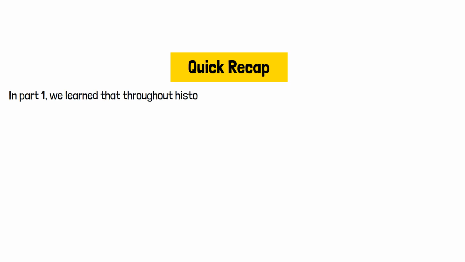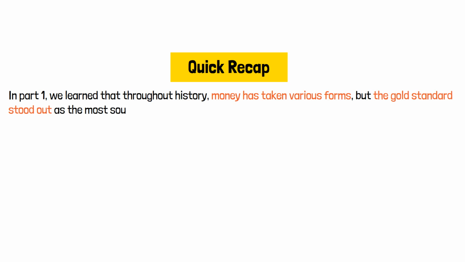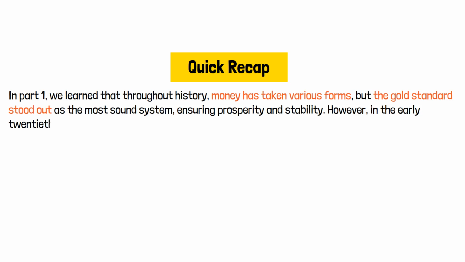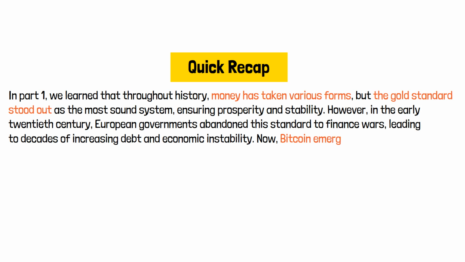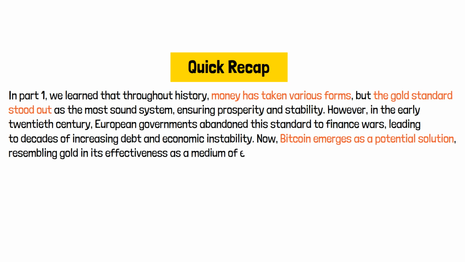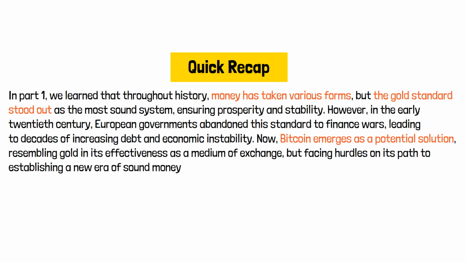Anyways, let us take a quick recap. In part 1, we learned that throughout history, money has taken various forms, but the gold standard stood out as the most sound system, ensuring prosperity and stability. However, in the early 20th century, European governments abandoned this standard to finance wars, leading to decades of increasing debt and economic instability. Now, Bitcoin emerges as a potential solution, resembling gold in its effectiveness as a medium of exchange, but facing hurdles on its path to establishing a new era of sound money.